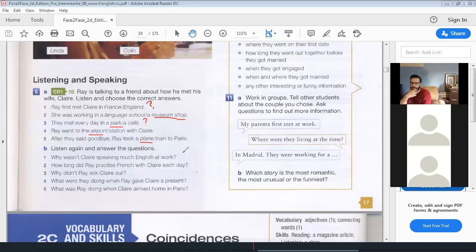Okay, don't worry. Number two, how long did Ray practice French with Claire every day? We don't want a percent here, we want a number. How long? For how much time? I don't hear. Okay. Number three, why didn't Ray ask Claire out?